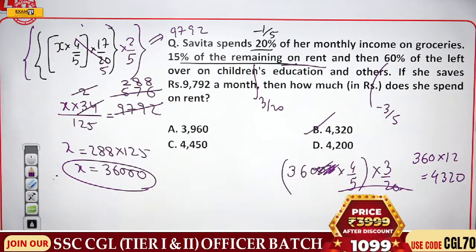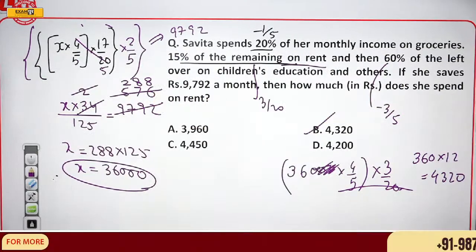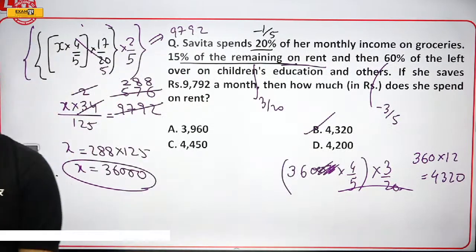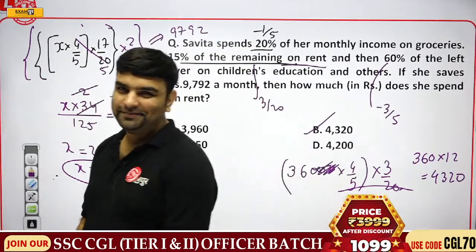Here, double thing was there, guys. First, you have to find out the total income, then find the rent. Double mehnat was there.